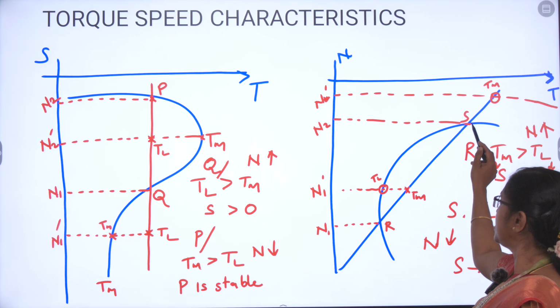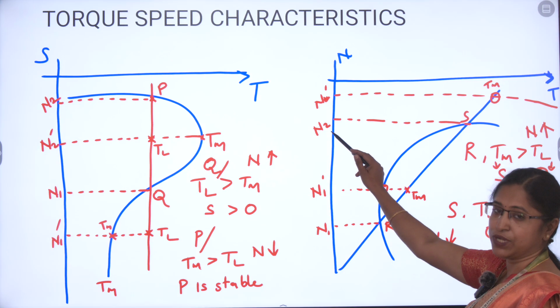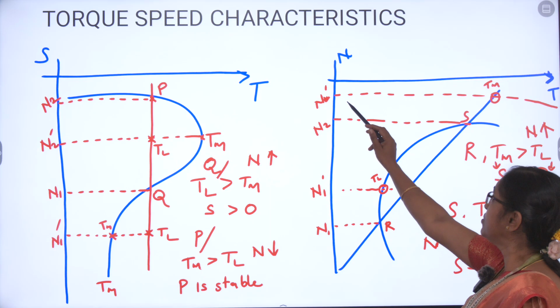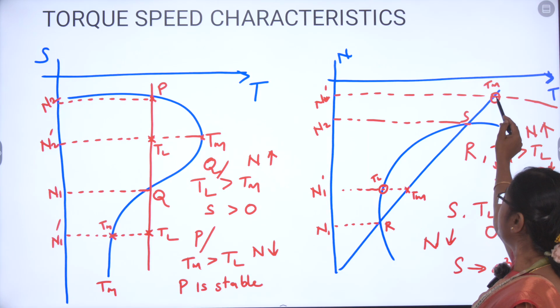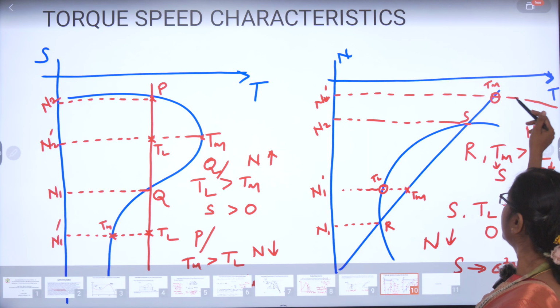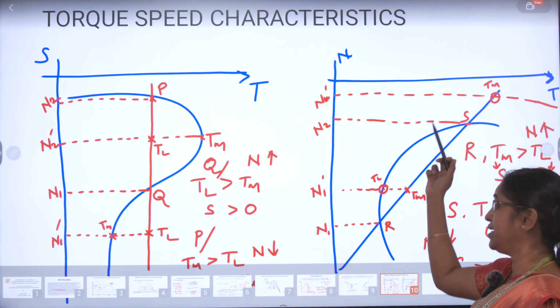But when you go for the S point, let us assume the speed at S point in steady state is N2. Now again I am going to give a disturbance. I am going to increase the speed to N2 dash. So now you can see it reaches your Tm value somewhere at this point, and TL keeps on increasing. We can't even see the value. So obviously TL value is greater than Tm value.